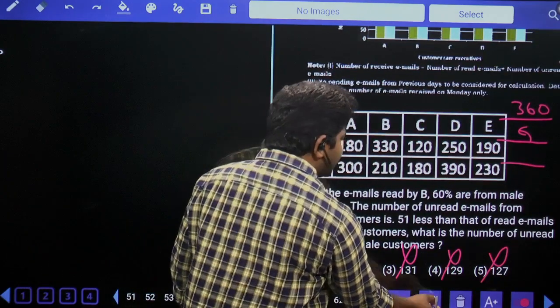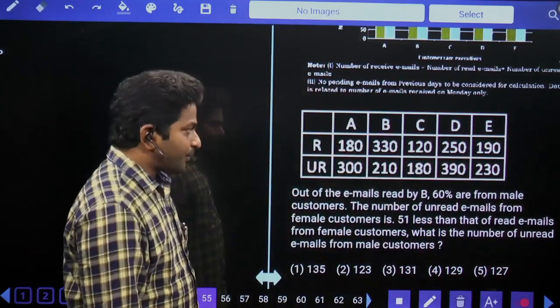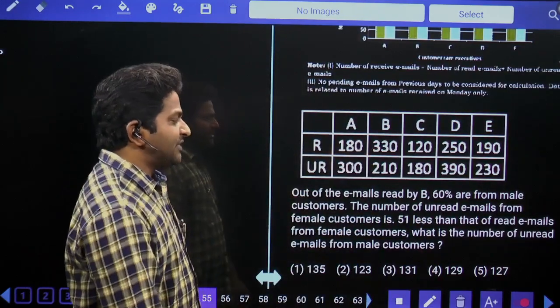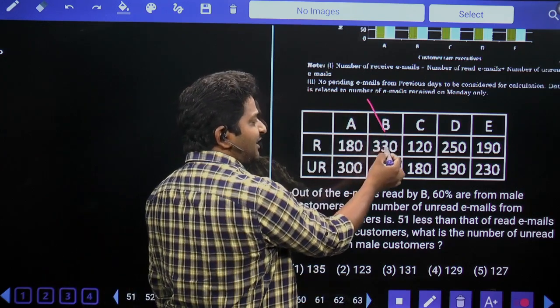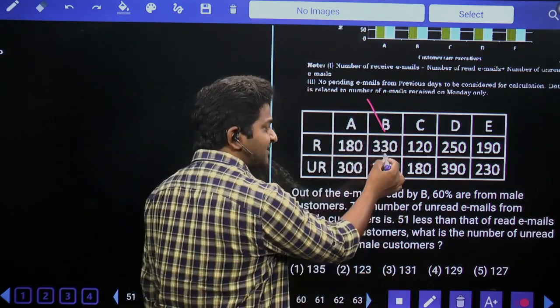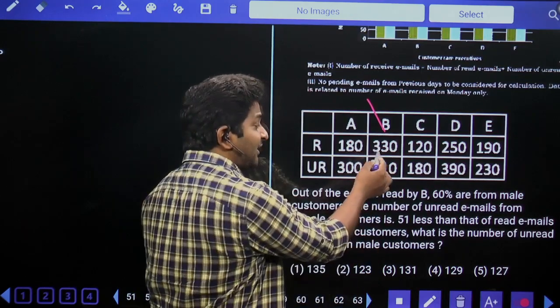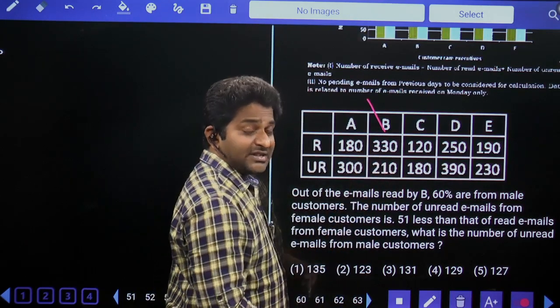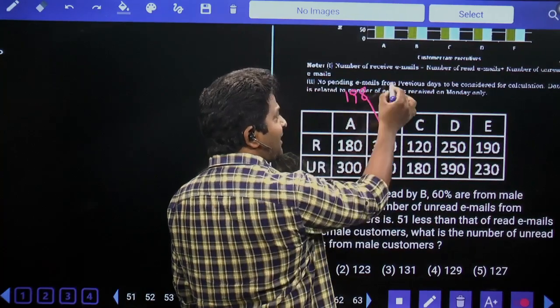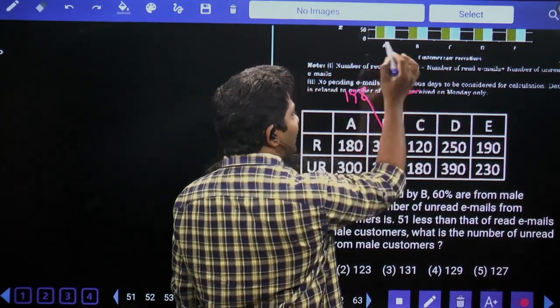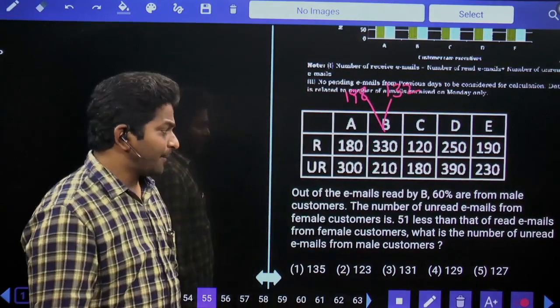Out of emails read by B, 330, 60 percentage are from male customers. 10 percentage is 33, 60 percentage means 33 times 6, that is 198. Then the remaining are 132, they are from female only.